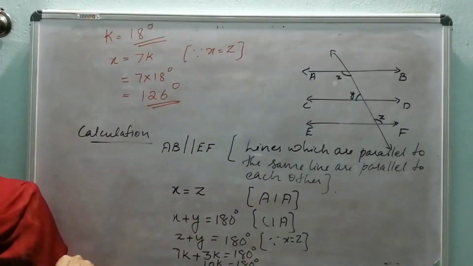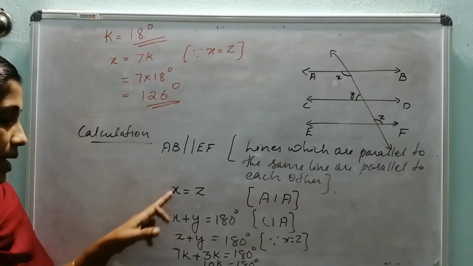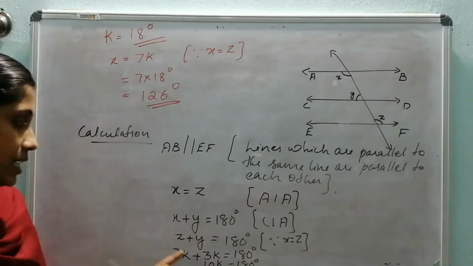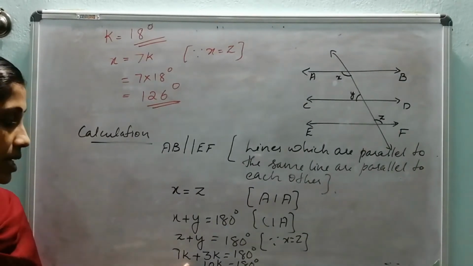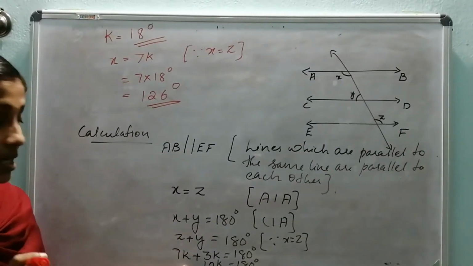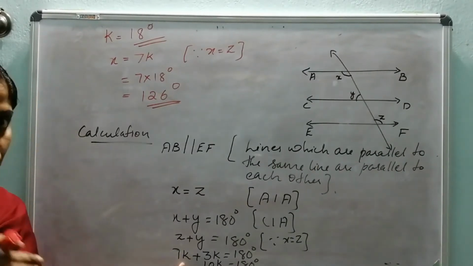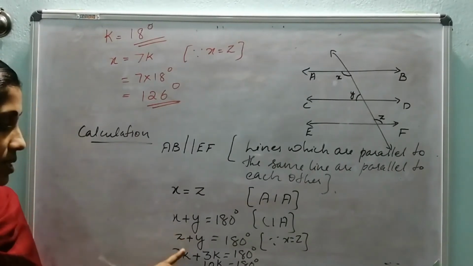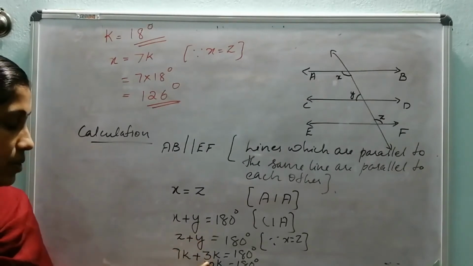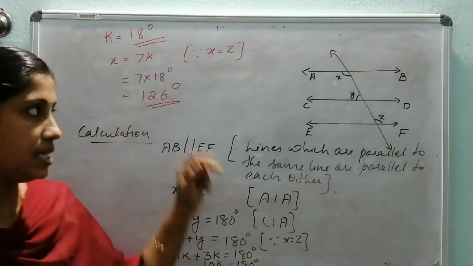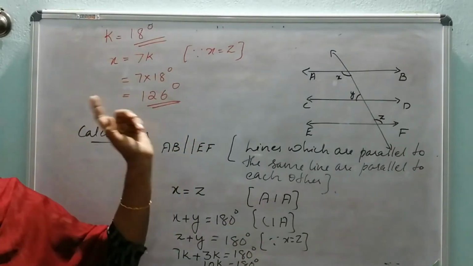So x plus y is equal to 180 degree. So we can substitute z for x. So z plus y is equal to 180 degree. It is already given in the question that z is to y is 7 is to 3. So we can write the ratio as 7k and 3k. So z is equal to 7k, y is equal to 3k, that is equal to 180 degree. So 10k is equal to 180 degree. Therefore k is equal to 18.